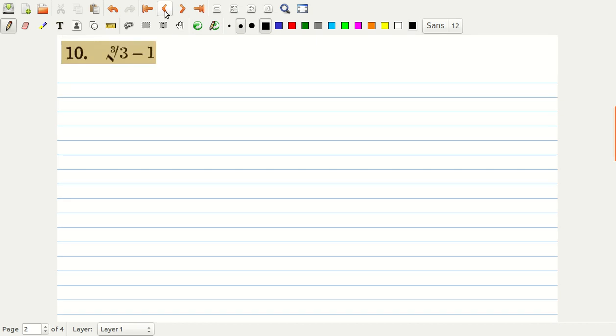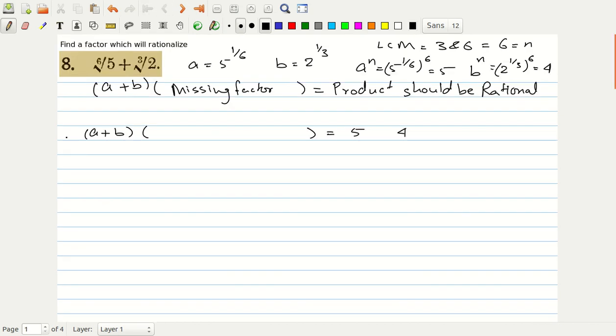So we have a plus b already over here. This is a to the power 6 and b to the power 6. So if I put a minus sign here, I know that a to the power 6 minus b to the power 6 is actually divisible by a plus b. So we have to simply find the missing factor.